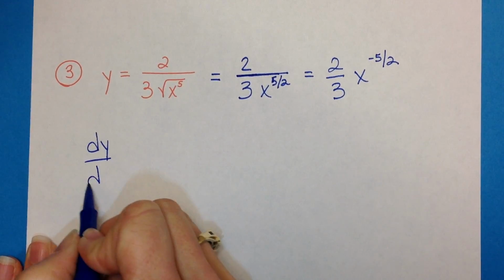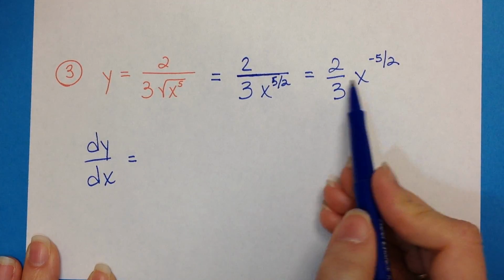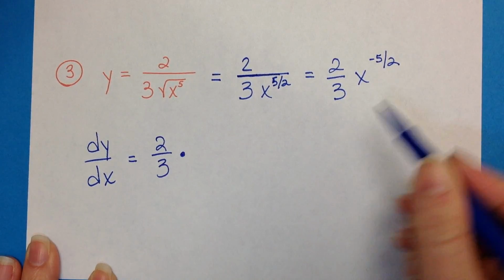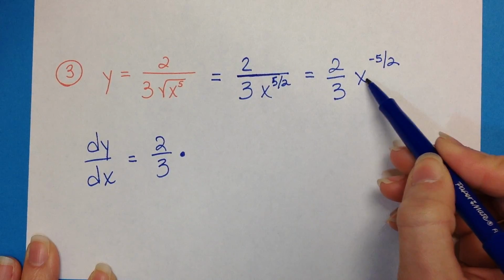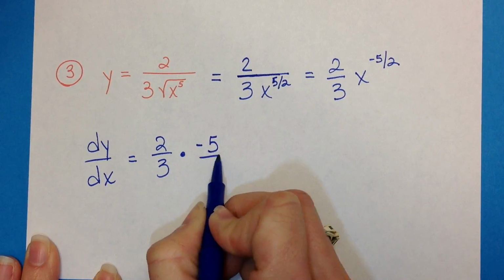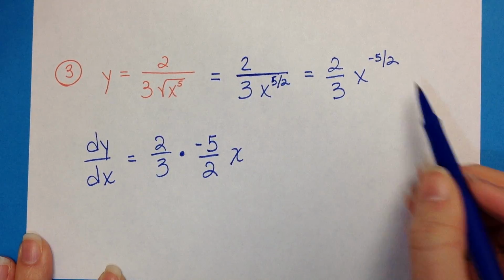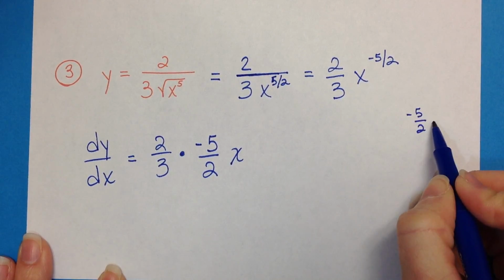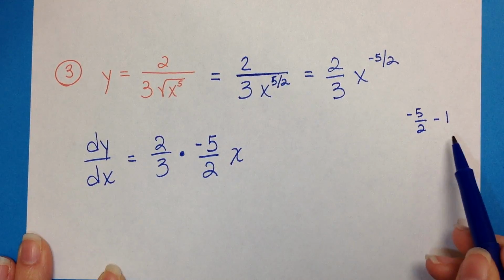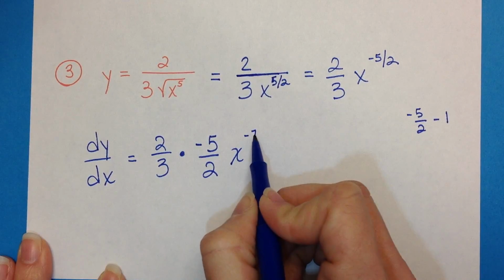So I'm going to use dy dx again to indicate that I'm starting my derivative. So this is your constant multiple rule, so you'll have 2/3 times, and now use your power rule with x to the negative 5/2. So take your power to the front times x to 1 less power. So you've got to do negative 5/2 minus 1. Of course, you can always use your calculator to help you out with that. That's going to give us negative 7/2.